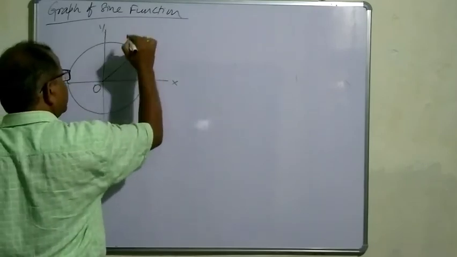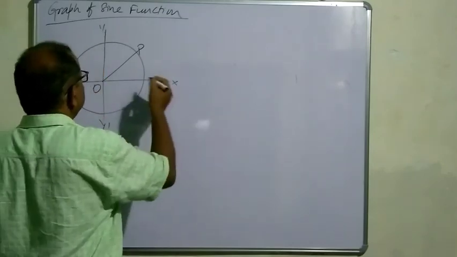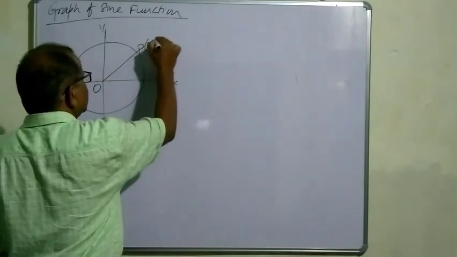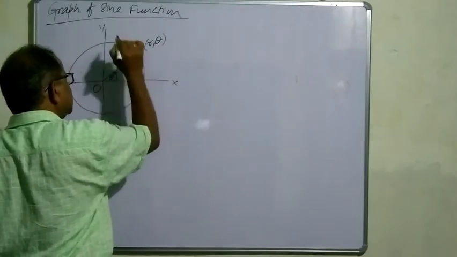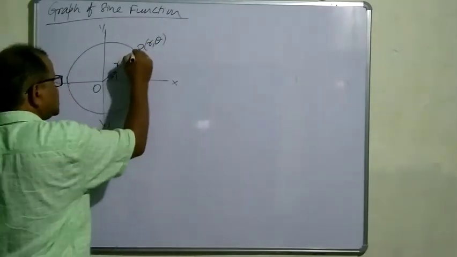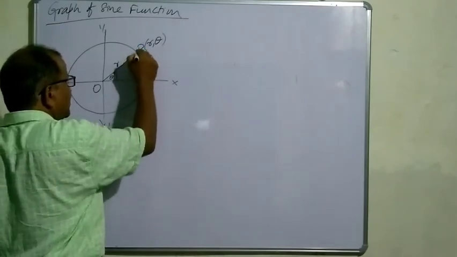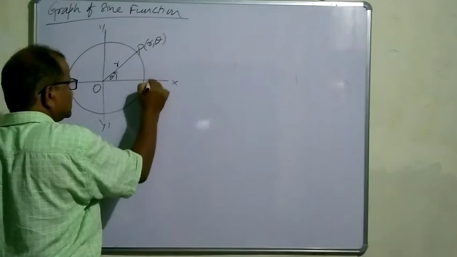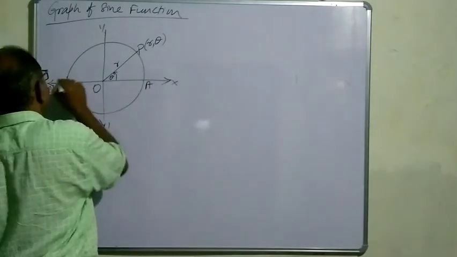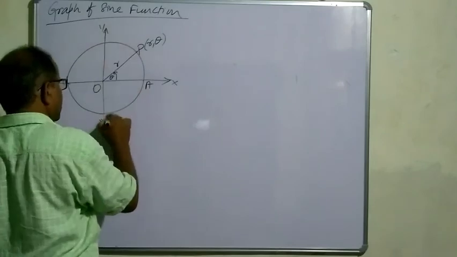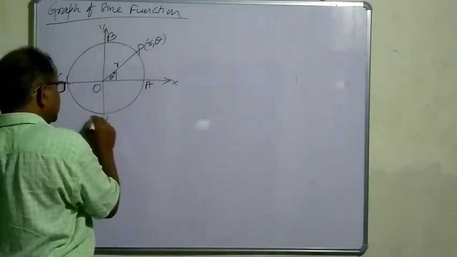This is the point P, whose polar coordinates are r, theta. That means the measure of this angle is theta and this is r. Let the point P be moving, and this circle intersects the positive direction of the x-axis at A and the positive direction of the y-axis at B. It is C, it is D.